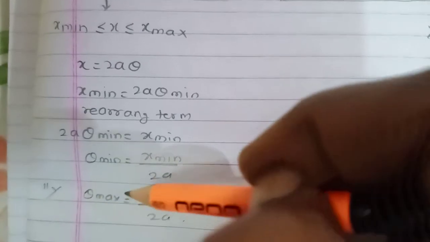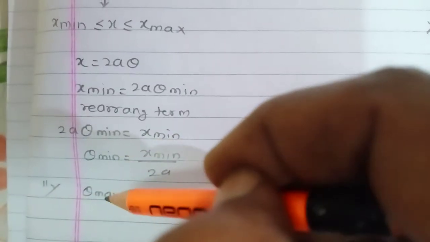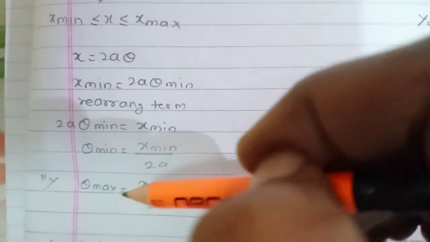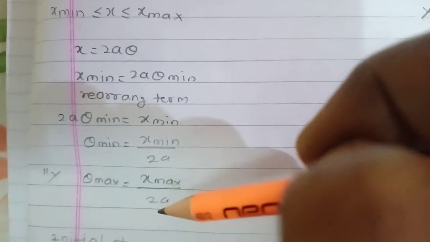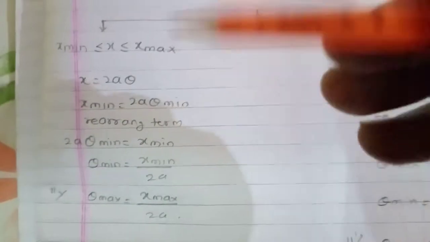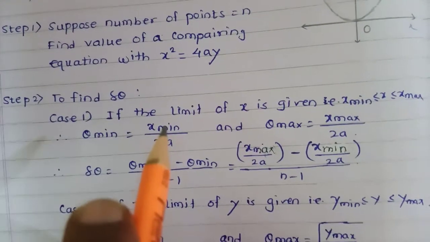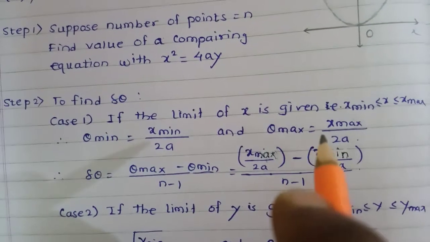Similarly, for finding theta max, instead of min we write max. See here. So we get the formula of theta max equal to x max divided by 2a. So we directly write down the formulas of theta min and theta max in our algorithm: theta min equal to x min by 2a and theta max equal to x max by 2a.